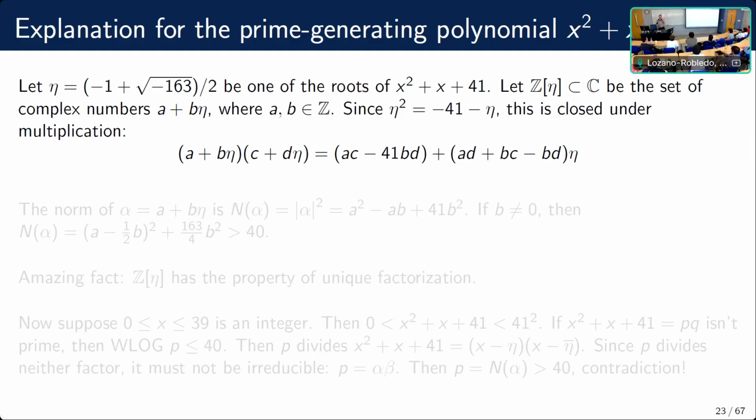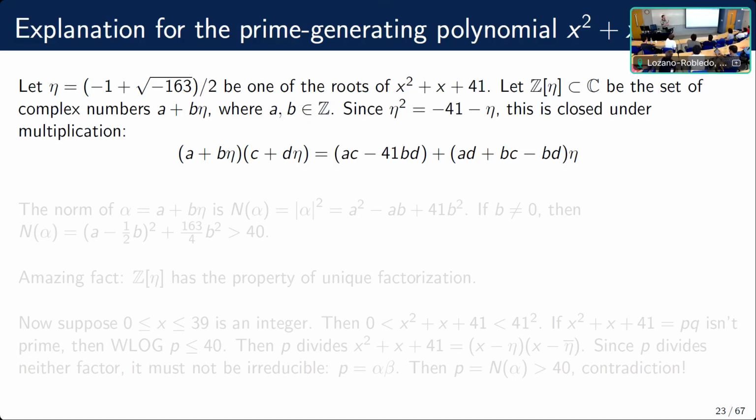And I'm going to make a notation. I'm going to say Z[eta], or Z adjoin eta. It's a subset of the complex numbers, a plus b eta, all of the ones of that form, where a and b are integers. It's easy to see you could take two such complex numbers, add them together, and get a new number of that form. But it's also closed under multiplication.